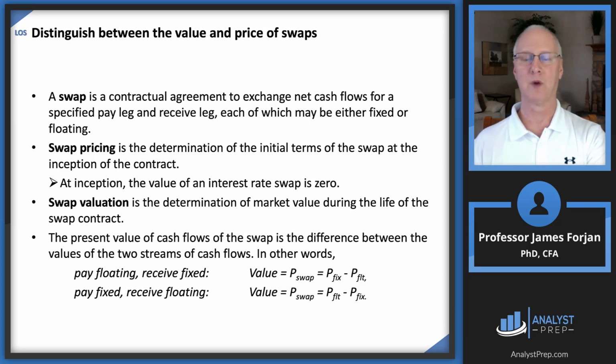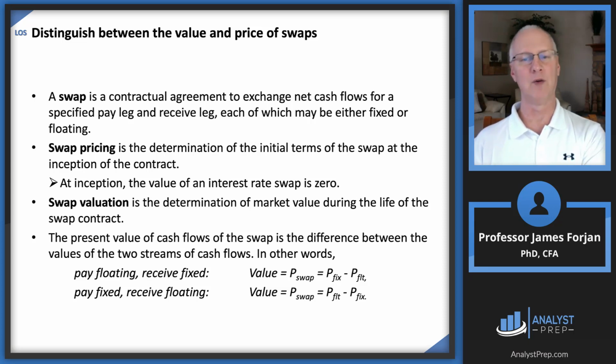Now, the price of a swap, this is important. Swap pricing is the determination of the initial terms at the inception of the contract. So there's going to be a price at the inception, but value is going to be zero. And then just like throughout the life of our Honeycrisp Apple forward contract, there's going to be a change in the value.